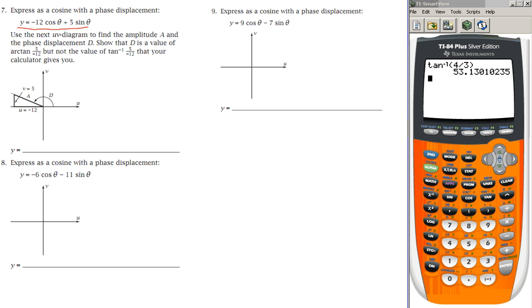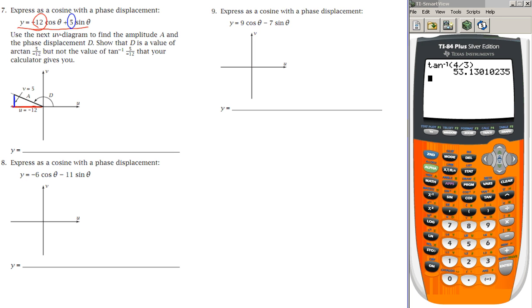The u coordinate was the coefficient of cosine, which in this case is negative 12, so it's going to the left, right? And then the v coordinate here is the coefficient of sine. It's positive 5, so it goes up, okay? So if I look at this in the UV plane, the angle in standard position for this triangle is D, the phase displacement that we're looking for, and A is still the amplitude.